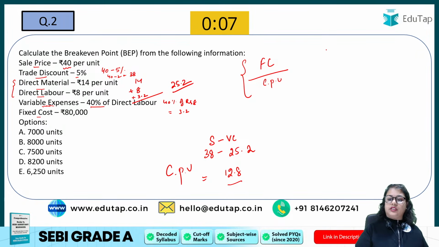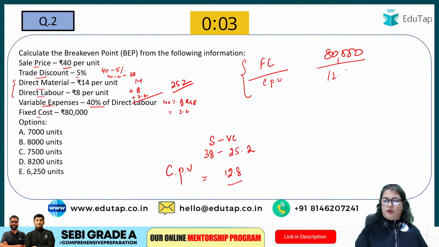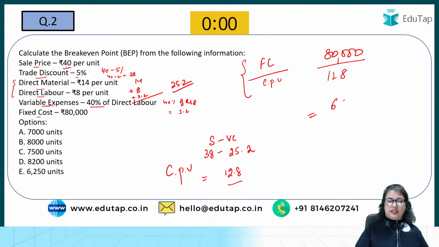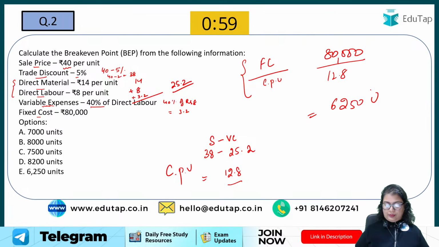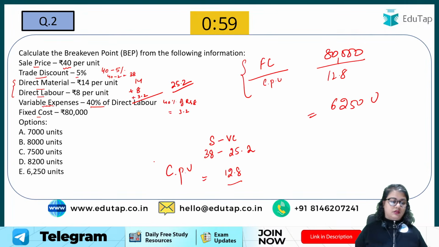So when you just divide fixed cost 80,000 divided by 12.8, you will get how much? 6250 units. Am I correct? Have I done the calculation correctly? Yes. Alright, so the answer would be what? So the answer would be option E, 6250.